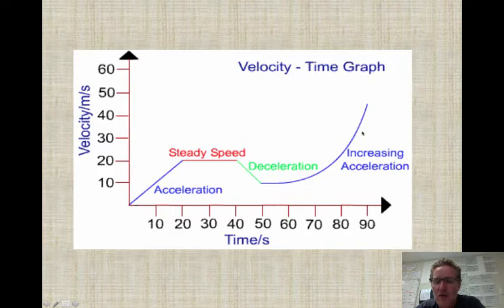Now, when we have a curved line on a velocity time graph, that means our acceleration is changing. So it's like the changing velocity is changing also, as opposed to a constant rate of change. So we're getting faster and faster and faster, and that rate is getting faster. I know it seems kind of redundant, but hopefully you understand what I'm trying to get at.